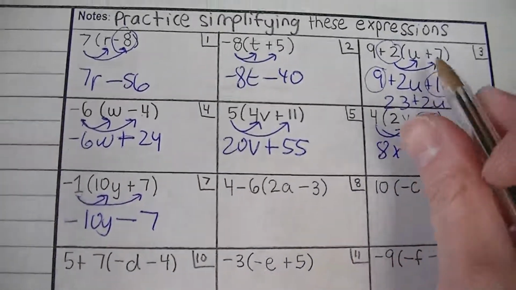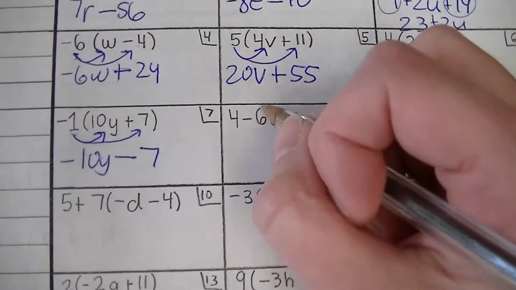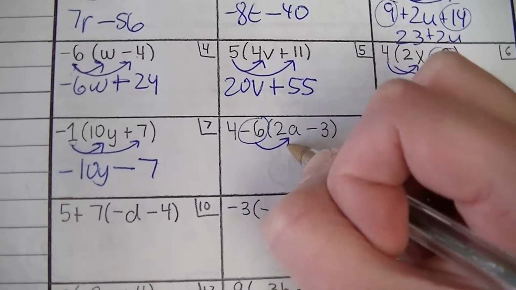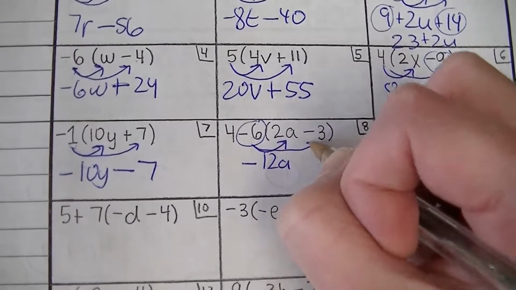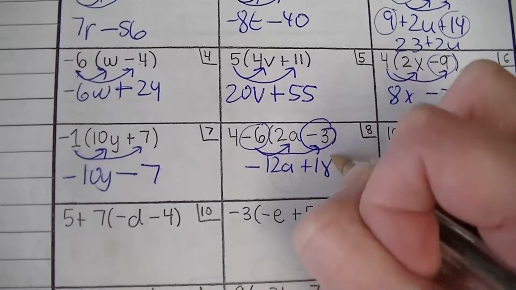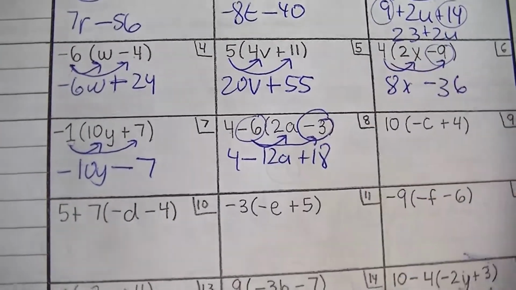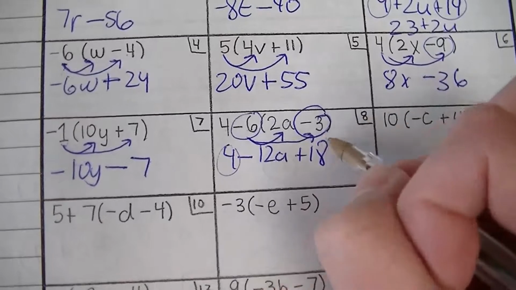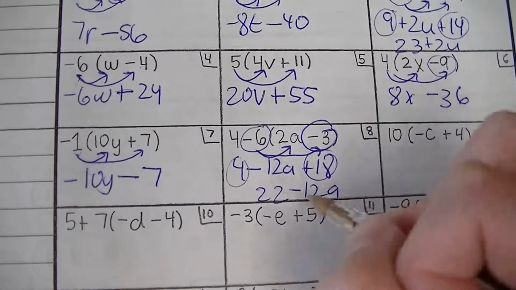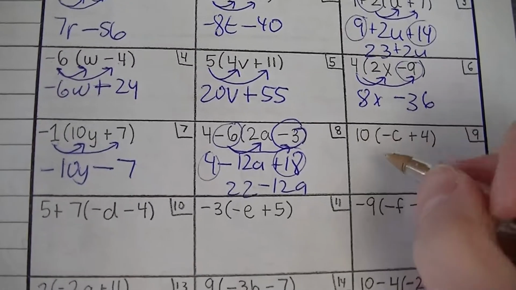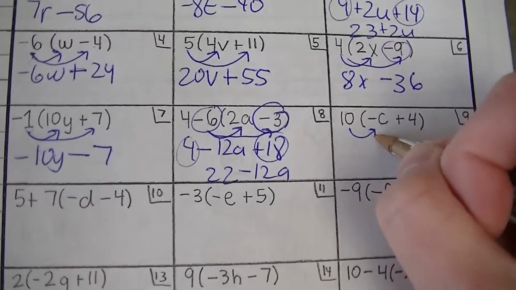Ooh, this number 8 is similar to number 3 up here. You take this negative 6 and times it by 2a, and that's negative 12a. Then the negative 6 times the negative 3 is a positive 18. Bring down that 4 now. And you go 4 plus 18, which is 22. Bring down your minus 12a. That's your simplified answer.